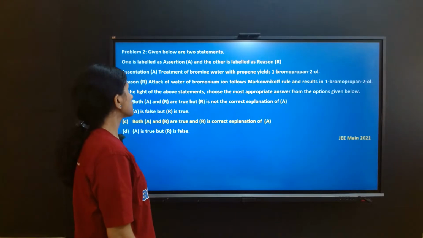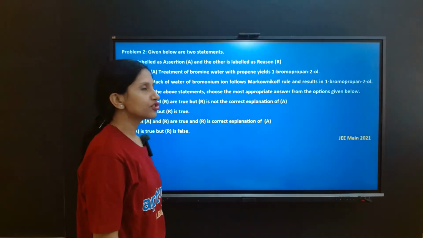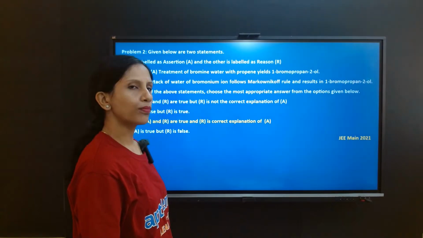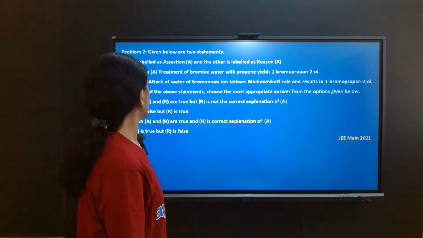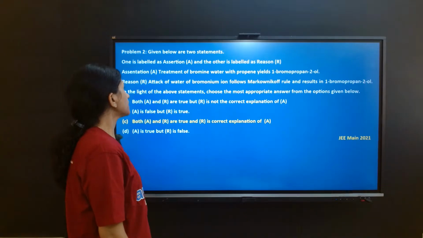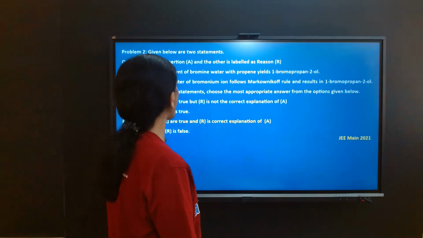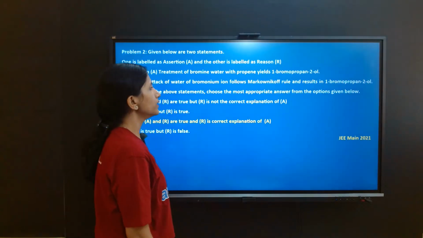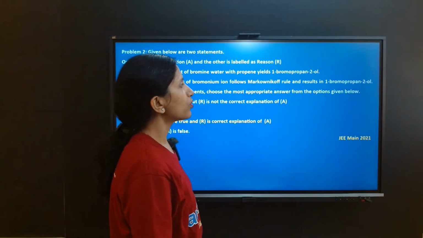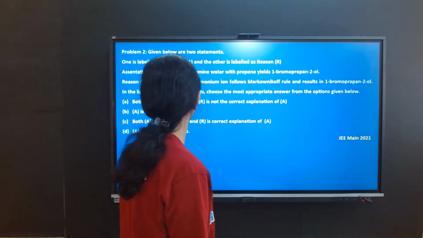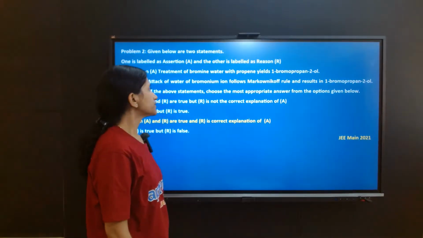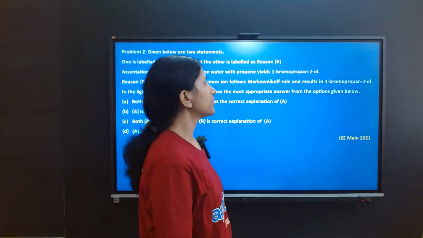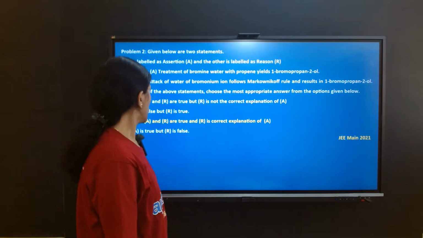Assertion A is given as treatment of bromine water with propene yields 1-bromopropan-2-ol. And the reason is given as attack of water on bromonium ion follows Markovnikov rule and results in 1-bromopropan-2-ol. In the light of the above statements, choose the most appropriate answer from the options given below.